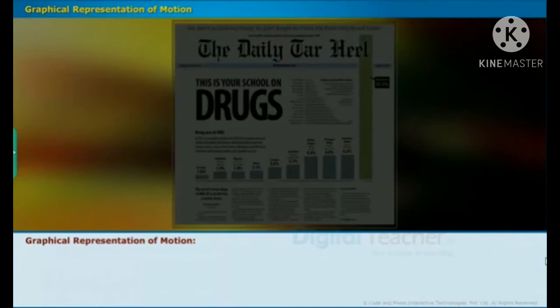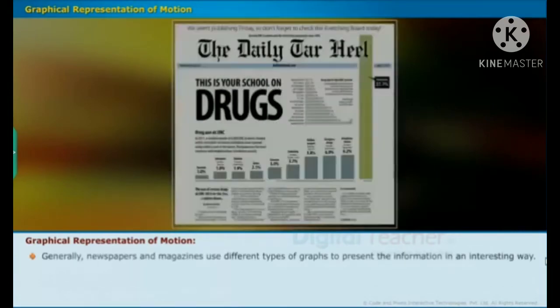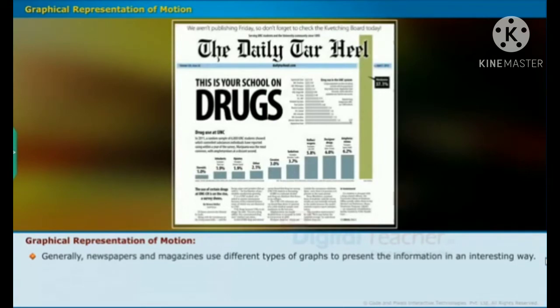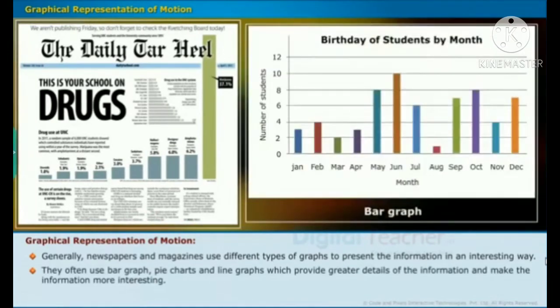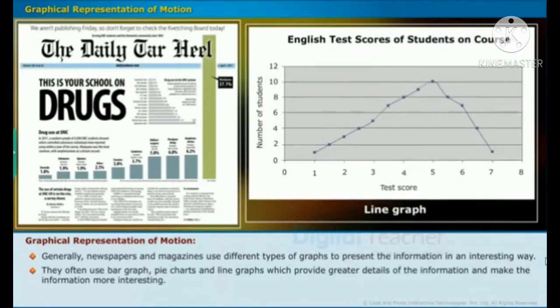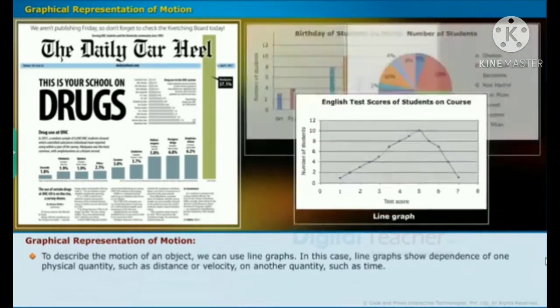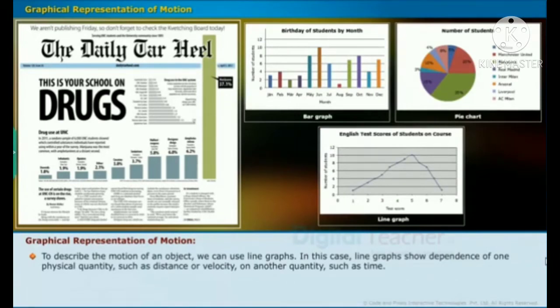Let us know the graphical representation of motion. Generally, newspapers and magazines use different types of graphs to present the information in an interesting way. They often use bar graphs, pie charts and line graphs, which provide greater details of the information and make it more interesting. To describe the motion of an object, we can use line graphs. In this case, line graphs show dependence of one physical quantity, such as distance or velocity, on another quantity such as time.